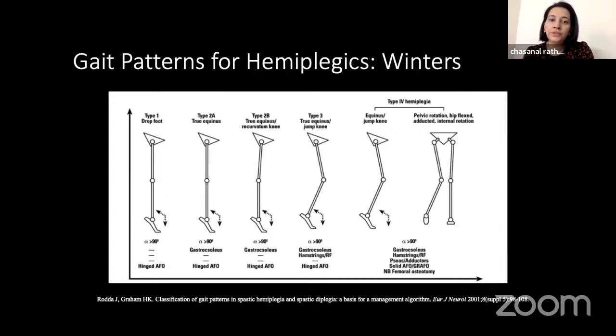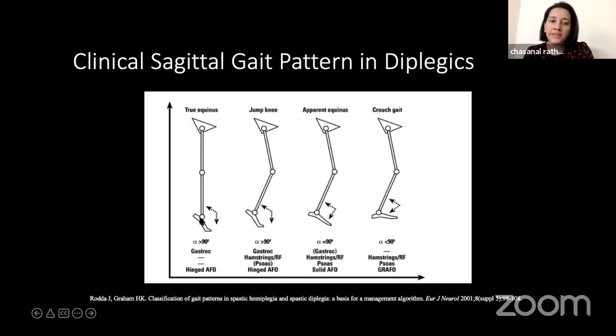And similarly for the diplegics, when there is only equinus and the knee is straight, we call it a true equinus gait. And when there is an equinus with knee flexion, it's a jump knee gait. Now this is an important thing, and this can easily be picked up only with an instrumented gait analysis, and needs a lot of experience to pick up in a clinical setup.